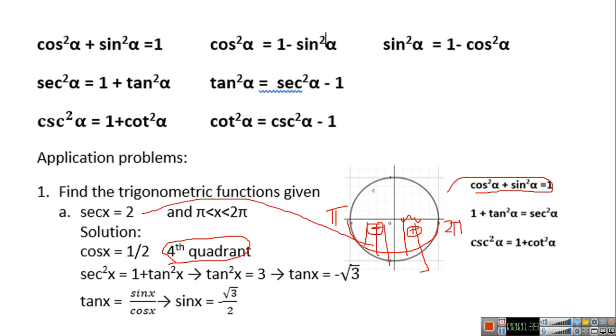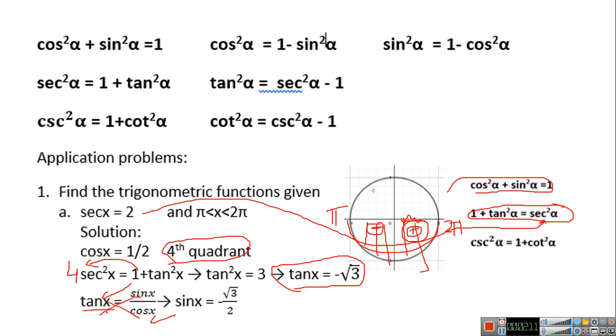Now I have secant. You can use cosine, or use the relation of the secant directly. So secant square alpha equals 1 plus tangent square alpha. Secant square, 2 square, is 4. 4 minus 1 is 3. So tangent square is 3. But we know in the fourth quadrant, tangent is negative, so it will be minus radical 3. Now we know that tangent x is sine x over cosine x. We have cosine x, which is half, and tangent x, which is minus radical 3. So cross multiply, and sine x will be cosine times tangent, which is minus radical 3 over 2.